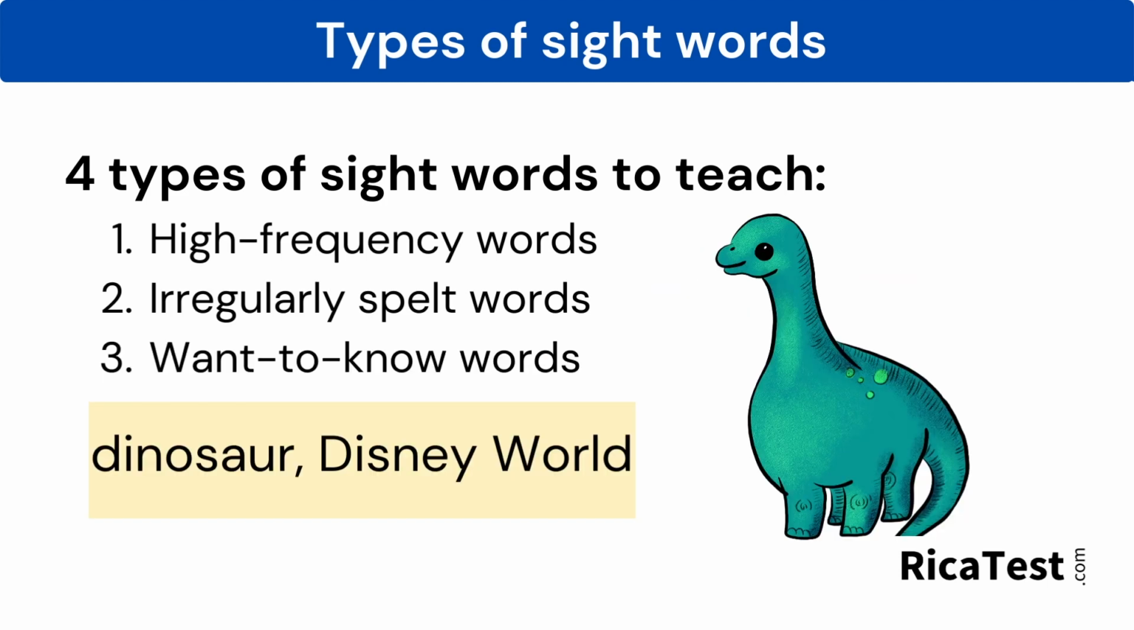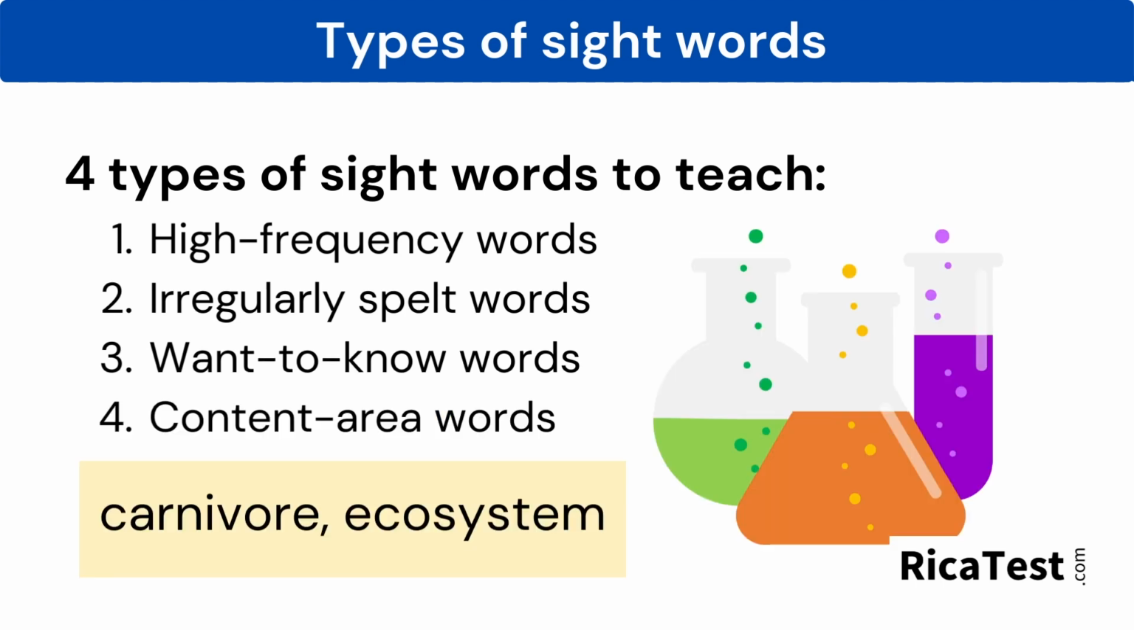The third type we teach are words that students are asking about because they want to be able to use them. We call these want-to-know words, and they might include words like dinosaur or Disney World. The fourth type of sight words we teach kids are words that are found in textbooks that will help the children learn their classroom topics better. These are called content area words, and they're often found in social studies, science, math, technology books. Example words include carnivore or ecosystem.